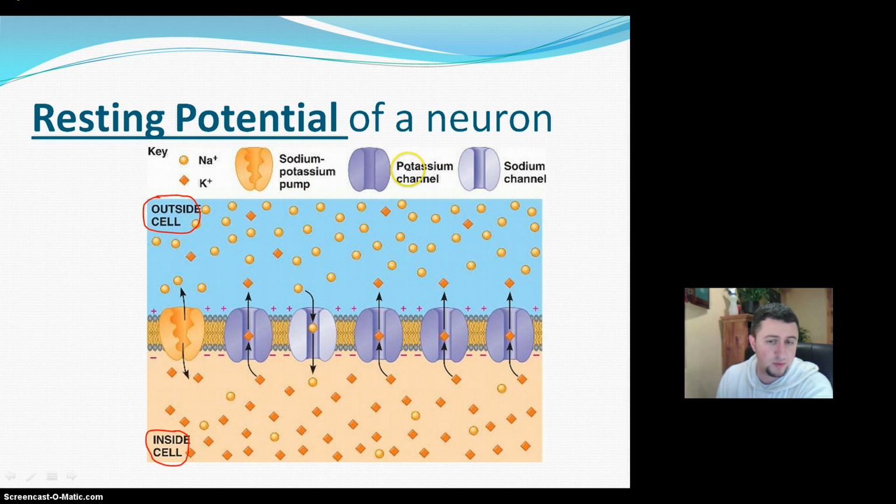Now what does it actually mean to be a potassium or sodium channel? Those are proteins that will only allow a certain ion to pass through. So potassium channels, what do you think they allow through? That's right, you guessed it. They only allow potassium to go through. Potassium is these little squares right here, and then sodium will be represented by these little circles right here.